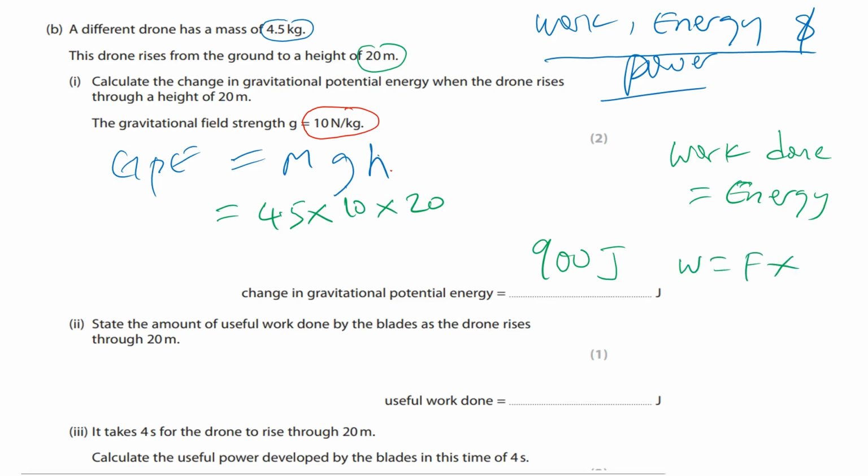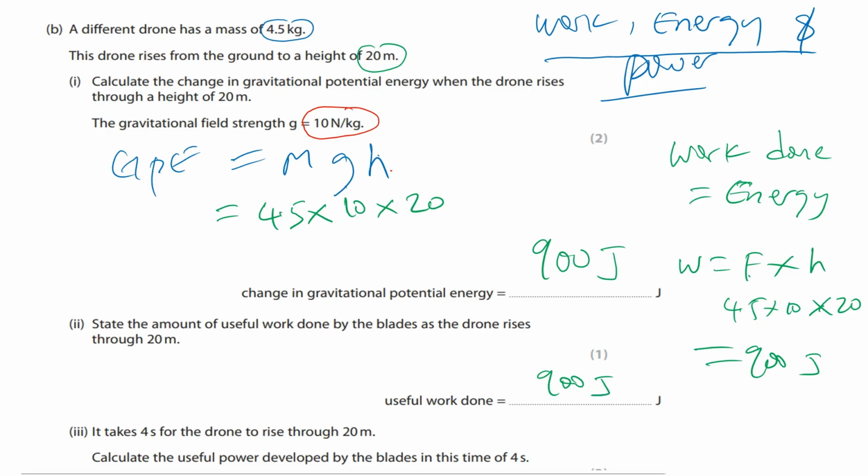In this case the distance will be the height. That will be the work done, and force is mass times the gravitational field strength. Basically, we're going to have 4.5 times 10, then times the height, which is 20 meters. So we're going to get the same thing, 900 joules. So here our answer also is 900 joules.